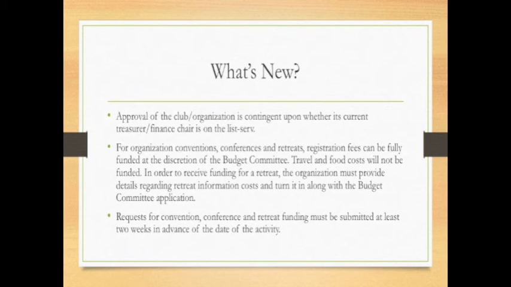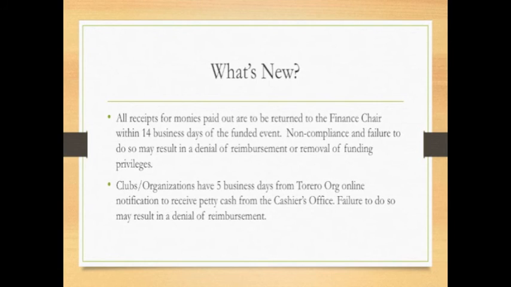To receive funding for a retreat, please provide retreat information costs with the ASBC application at least 2 weeks in advance. All receipts for money paid out should be returned to SLP 307 within 14 business days of the funded event. Noncompliance with this rule can result in the denial of reimbursement or removal of funding privileges. Organizations have 5 business days to receive petty cash from the Chief of Staff or AS Activities and Budget Coordinator. Students will then bring the form to the cashier's office. Failure to do so may result in the denial of reimbursement.